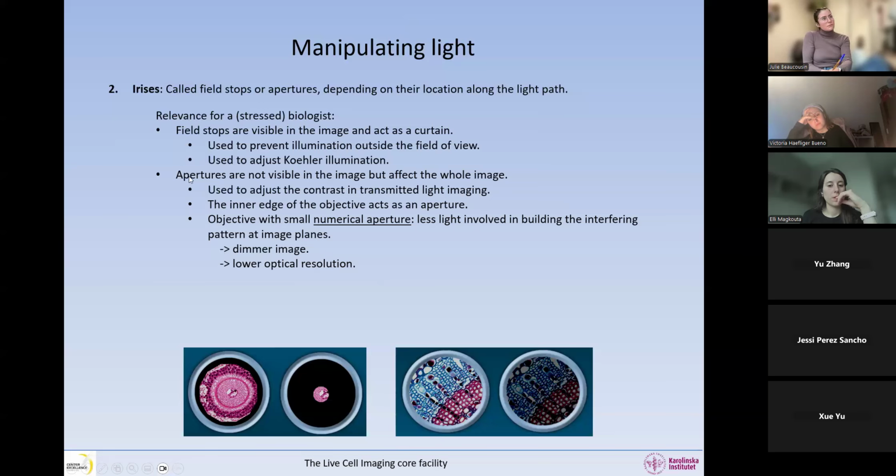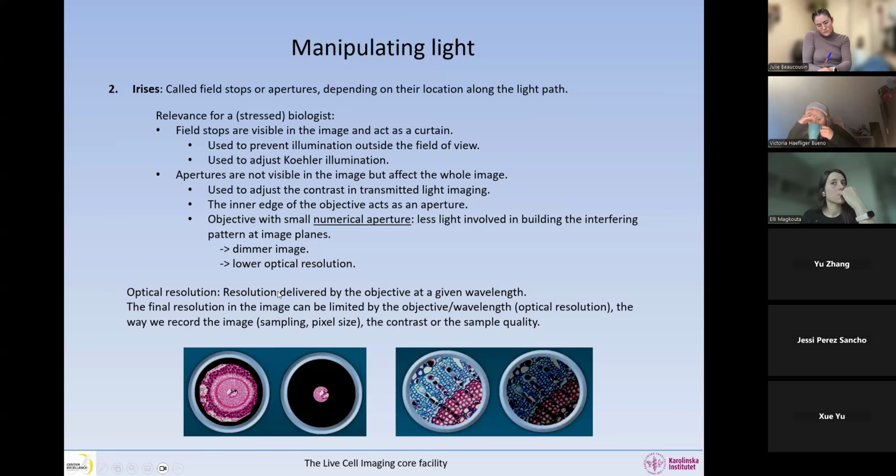So the apertures have a big influence on our images. The optical resolution, I remind you, what is the optical resolution? It's the resolution delivered by the objective at a given wavelength, okay? That is completely dependent on the numerical aperture of the objective. So we will talk a lot about the numerical aperture of the objective in this course.